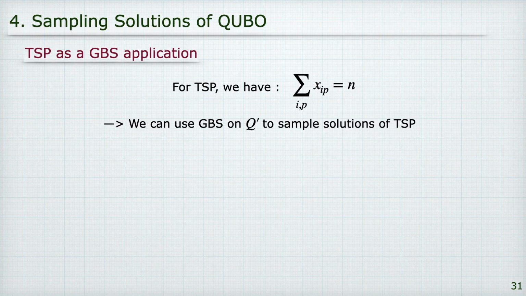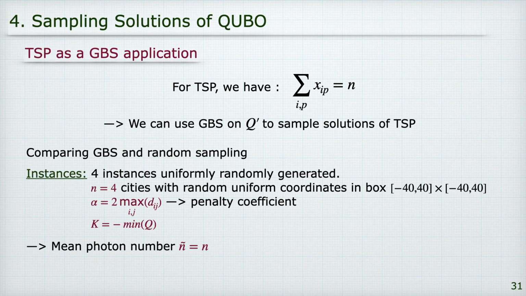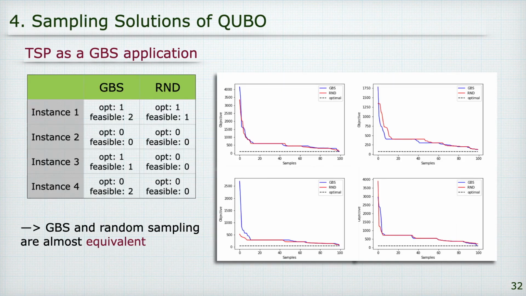So in theory, we can use GBS to find solutions of TSP, and we have run a few experiments on 4 random instances of TSP. These instances are very small, with n equals 4 cities. This is because the size of the QUBO matrix is quadratic regarding the number of cities, and larger problems would be too large for using GBS. So for each instance, we generate 100 samples and we compute the objective, which is the quadratic term xQx, and we sort the objective in descending order and show the profile of solutions.